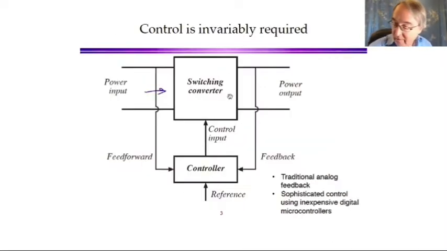Control is invariably required. We usually want to regulate the output voltage, although we may want to control currents or other quantities. So we're generally also building some kind of control system that adjusts the control input to the converter, for example, to regulate the output. We can do this with either traditional analog feedback, or nowadays it's economically feasible to use quite sophisticated control using digital microcontrollers.